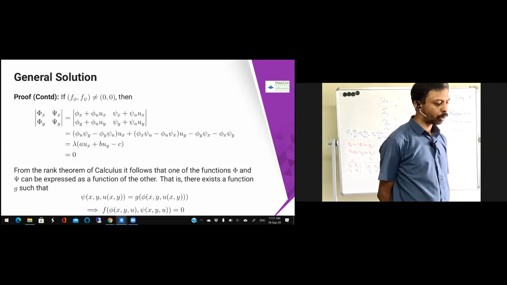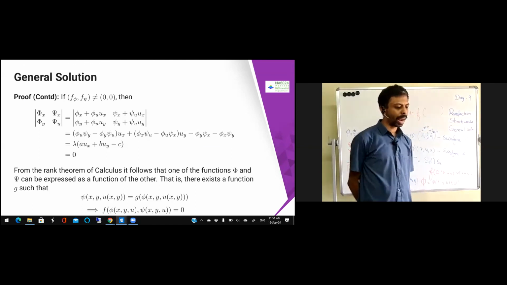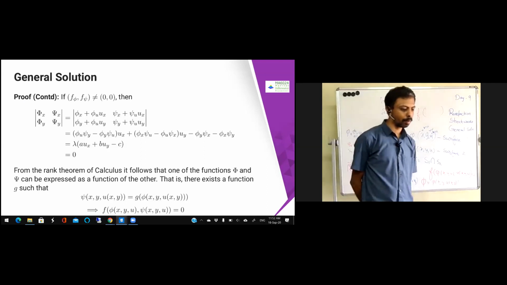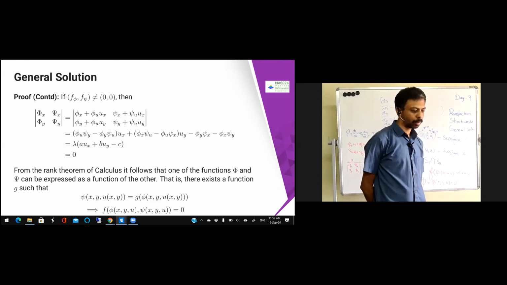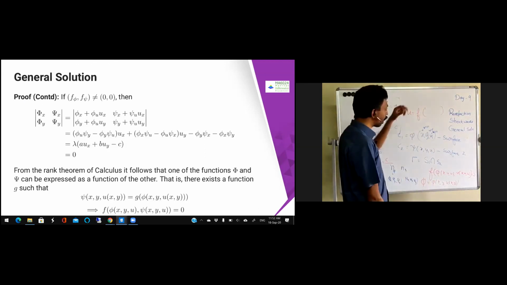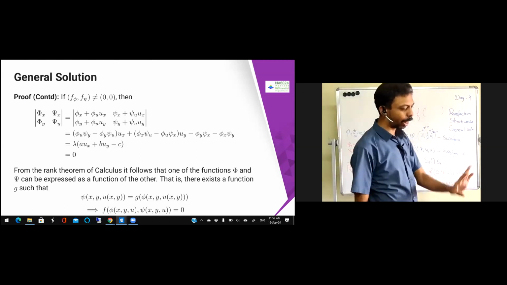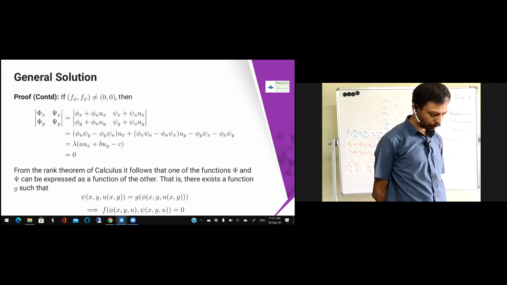Now, what is the determinant of this one? The determinant is same as what we have seen here. But what I can write is something like some constant into aux plus buy plus c, minus c equal to minus c. That is nothing but the quasilinear PDE. What is the right hand side? That is 0. Therefore, pi x, psi x, pi y, psi y equal to 0.